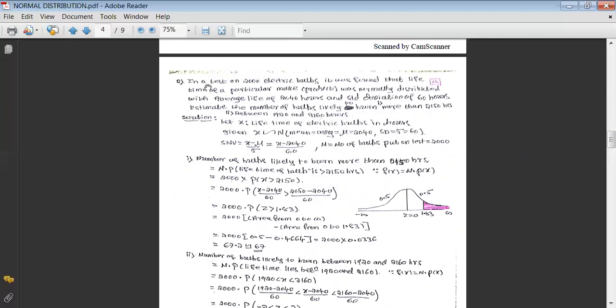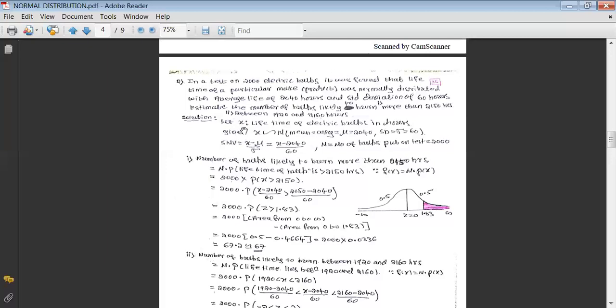In a test on 2000 electric bulbs, it was found that the lifetime of a particular make of product was normally distributed with an average life of 2040 hours and a standard deviation of 60 hours. Estimate the number of bulbs likely to burn: first, more than 2150 hours; second, between 1950 and 2160 hours. Once we read out the problem, it indicates that the information is regarding the lifetime of the electric bulbs.